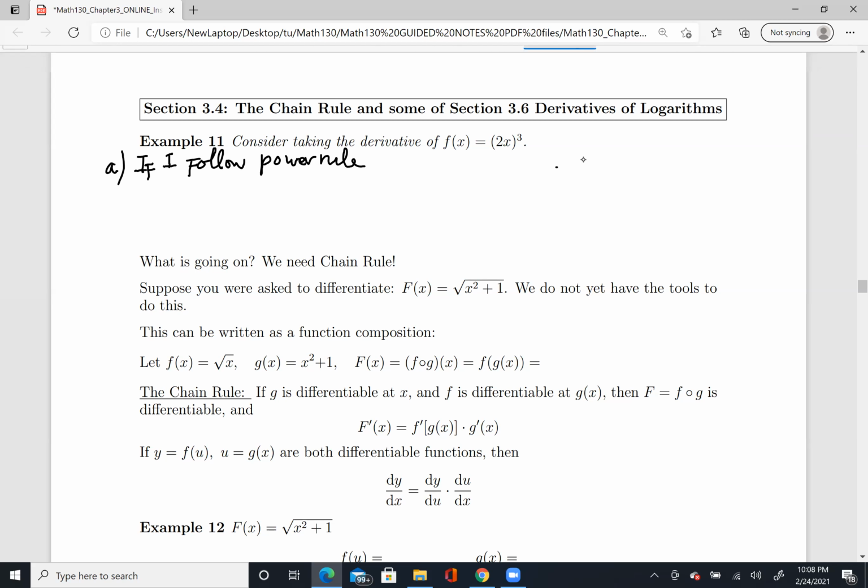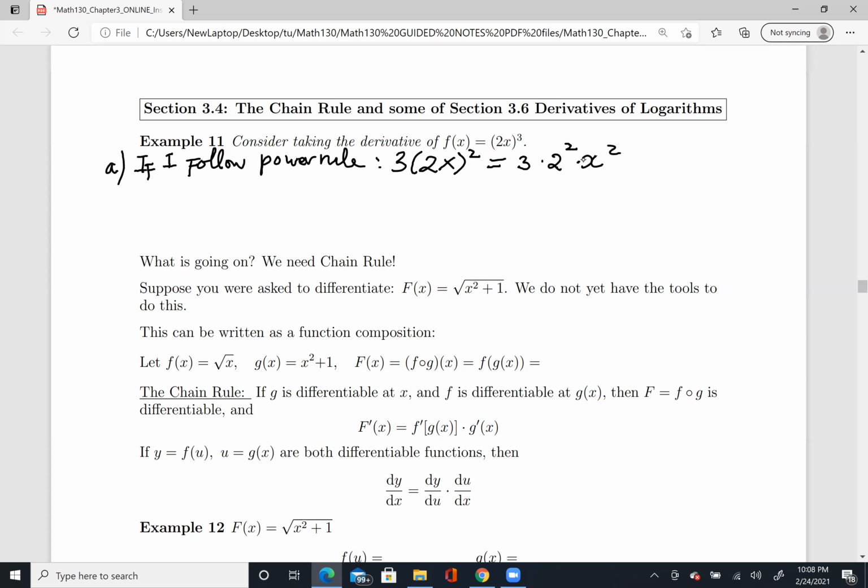If I follow the power rule, I put down the number 3 and then multiply by (2x) to the power 3 minus 1, which is 2, right? So what is that going to be equal to? I have 3 times 2 to the power 2 times x to the power 2.